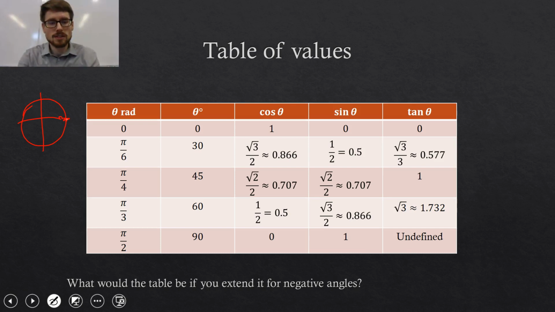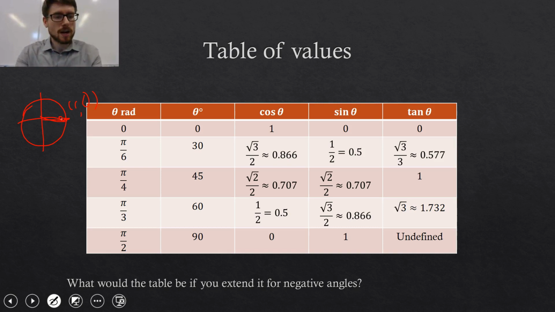And the cosine, which is the x, this is 1, 0, 1, 0. The cosine, which is the x, is 1. And the sine, which is the y, is 0. The tangent is the slope of this radius, and that's 0. It's sine divided by cosine.